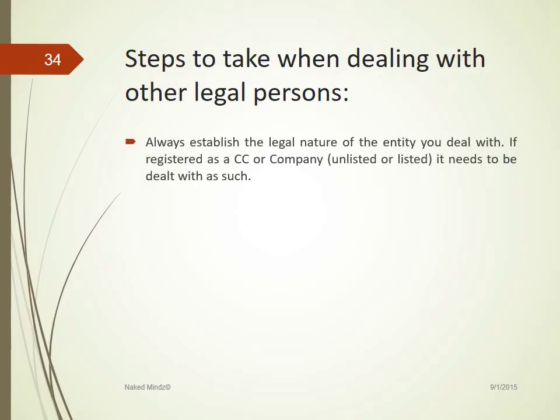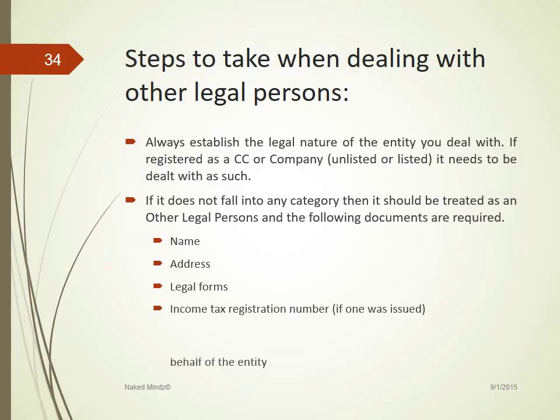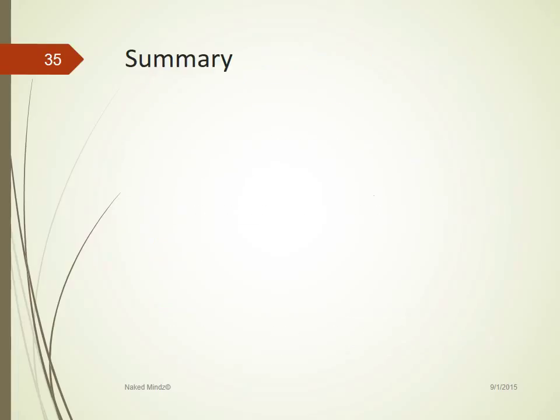If it's registered as a CC or a company, whether it's unlisted or listed, it needs to be dealt with as such. If it does not fall into any category, then it should be treated as an other legal person, and the following documents are required: the name, the address, the legal forms, the income tax registration number if one was issued, and the full names, dates of birth, residential address, contact particulars, and identity numbers of each person who can transact on behalf of the entity.